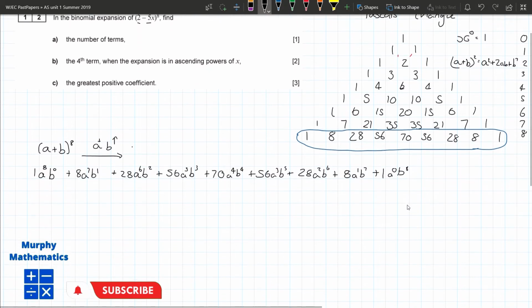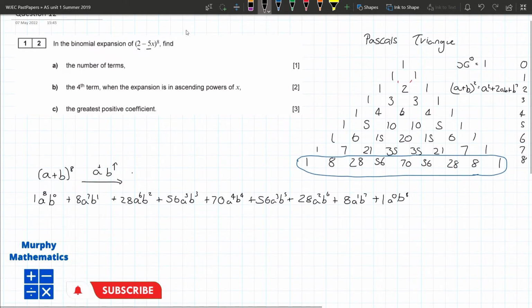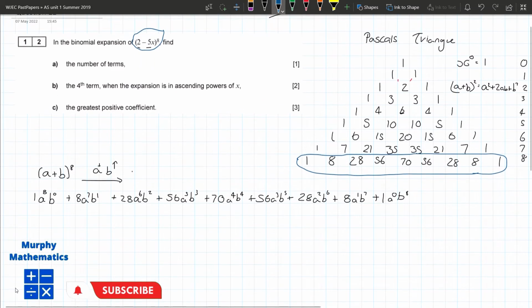Okay, and so we've done that for a plus b, but what we actually have is this 2 minus 5x. So what I'm going to do is sub 2 in for a, and then minus 5x for b.